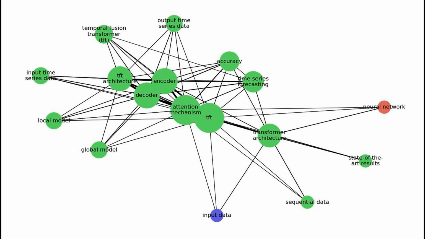The encoder and decoder are both based on the transformer architecture, which is a type of neural network that is well suited for processing sequential data. The attention mechanism helps to improve the accuracy of the model by allowing it to focus on the most important parts of the input data. As a result of these components, TFT can achieve state-of-the-art results on a variety of time series forecasting tasks. It is a powerful and efficient model that is easy to use and interpret.